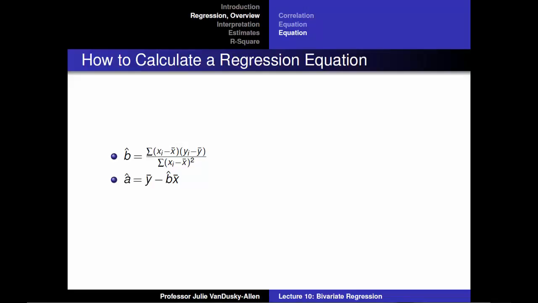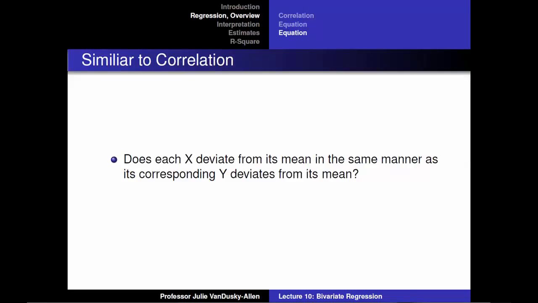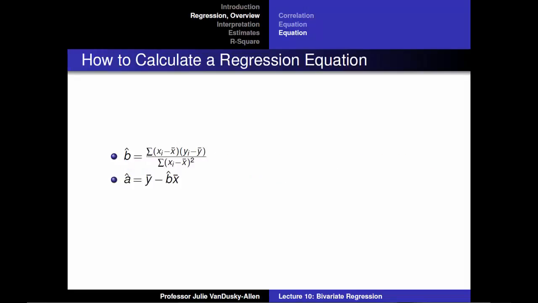Now that I have shown you the intuition behind a regression equation, I'm going to briefly show you how b hat and a hat are formally calculated. B hat is the sum of each x observation minus the mean of x times each y observation minus the mean of y, divided by the sum of each x observation minus the mean of x, squared. All this is really trying to calculate is whether each x deviates from its mean in a similar manner to its corresponding y deviating from its mean. This is similar to the correlation coefficient calculation. A hat is simply the mean of y minus b hat times the mean of x.